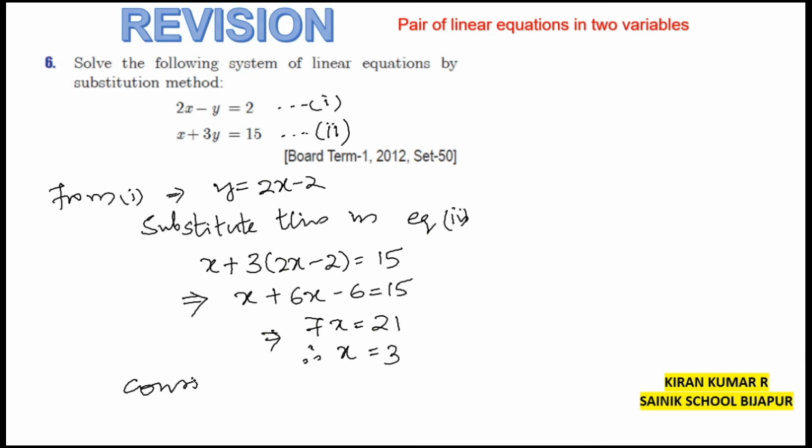Consider y is equal to 2x minus 2, which is 2 times of 3 minus 2. 6 minus 2 is 4. Therefore, the value of x is 3 and the value of y is 4.